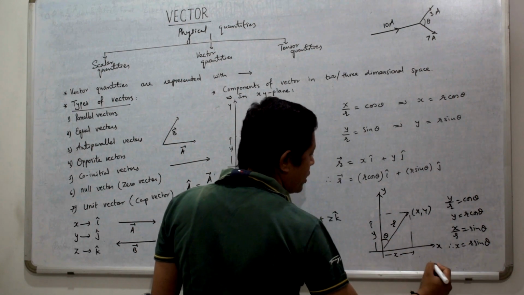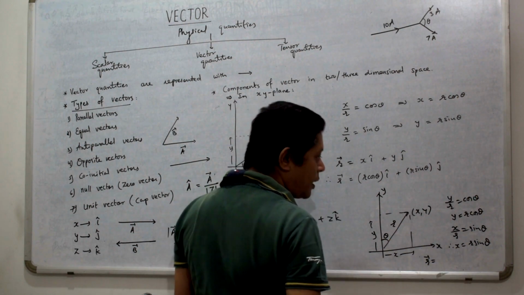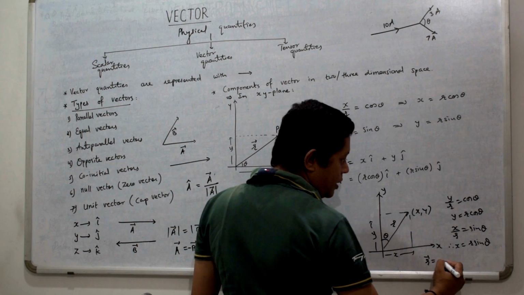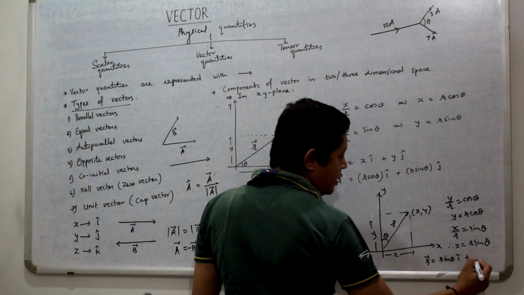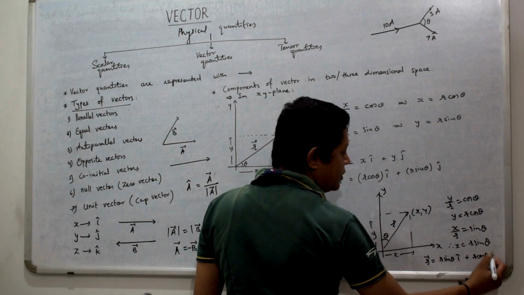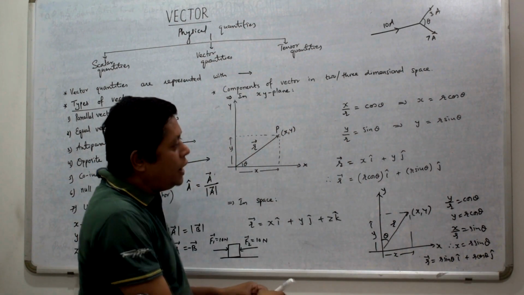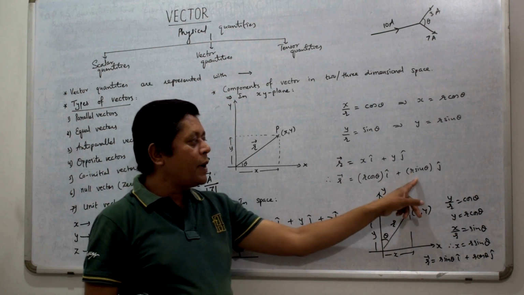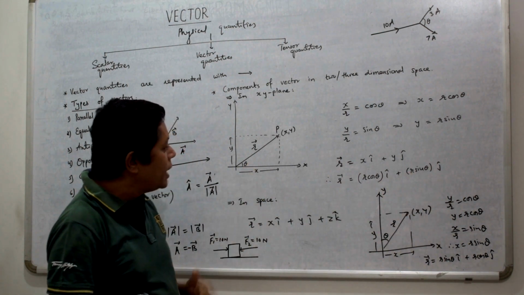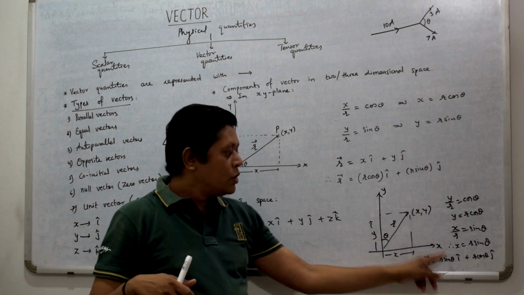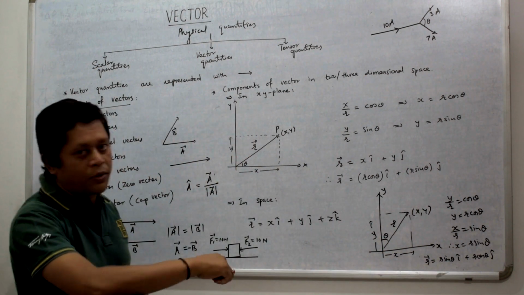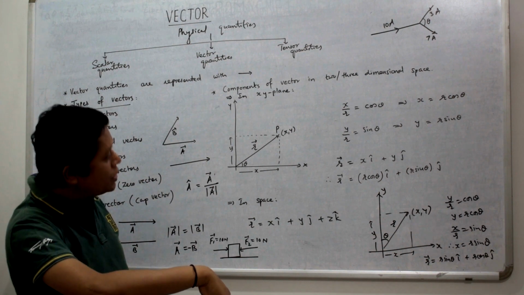So in this case you can write the components of vector r as r sin theta i cap, r cos theta j cap. Here it was r cos theta i cap, r sin theta j cap, because theta was the angle with respect to the x axis. Here theta is the angle with respect to the y axis. So it became r sin theta i cap plus r cos theta j cap. So this you have to remember.